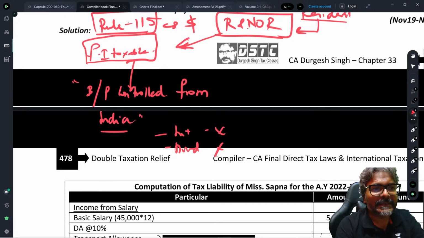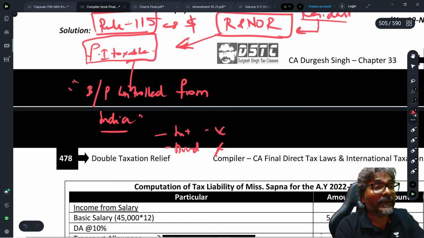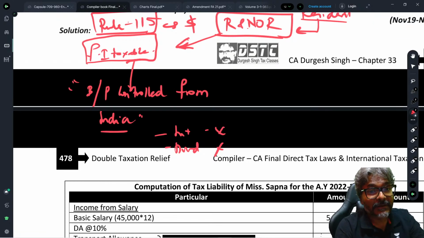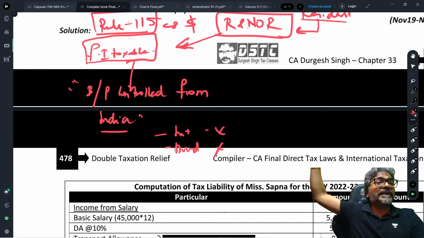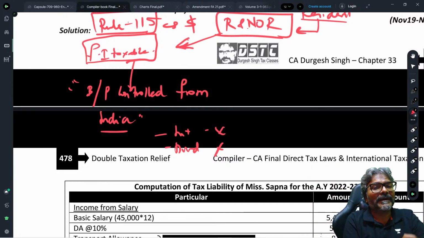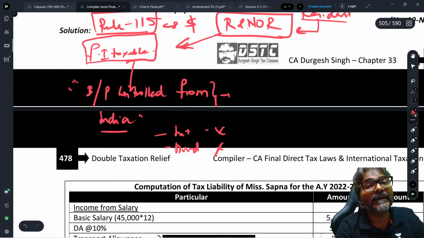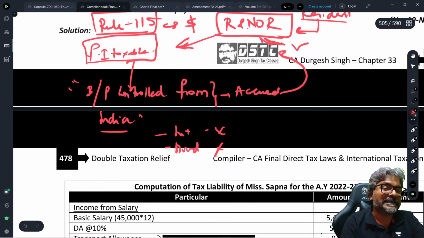Okay, all this income will not be considered at all. But if they tell you that it is a business or a profession which is carried outside India, but it is controlled from India, then is it accrued in India? Will it be deemed to accrue in India, or will it form part of the scope for RN/NOR? And the answer is yes.